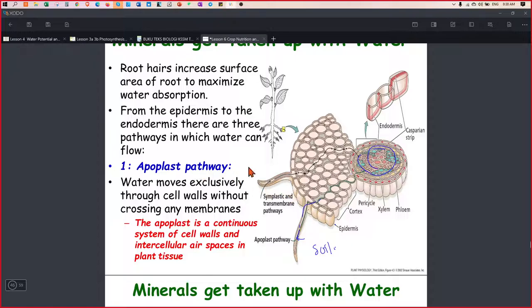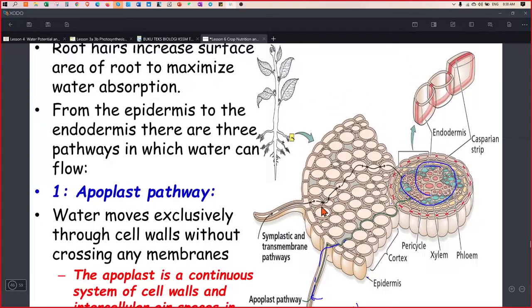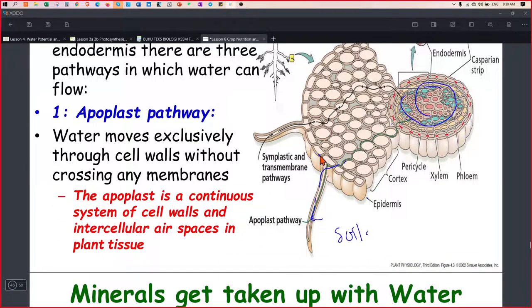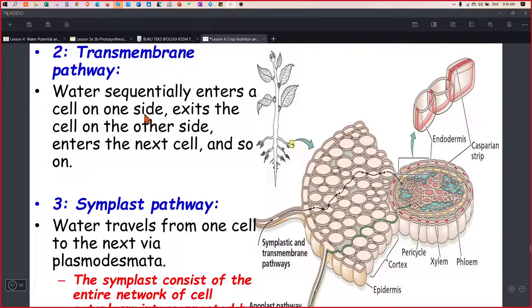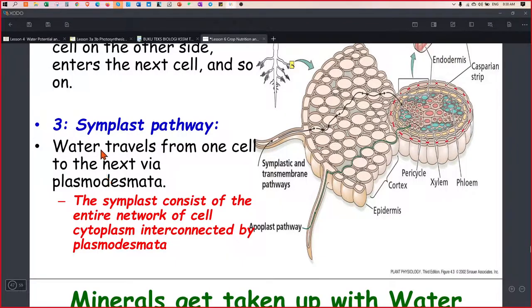You can see here, it doesn't get into the cell, not in the middle of the cell. It is kind of detouring around the cells using the cell wall pathway. So apoplast is actually the cell wall path. Okay, and then you have the second one, which is the transmembrane, and the third one is the symplast.